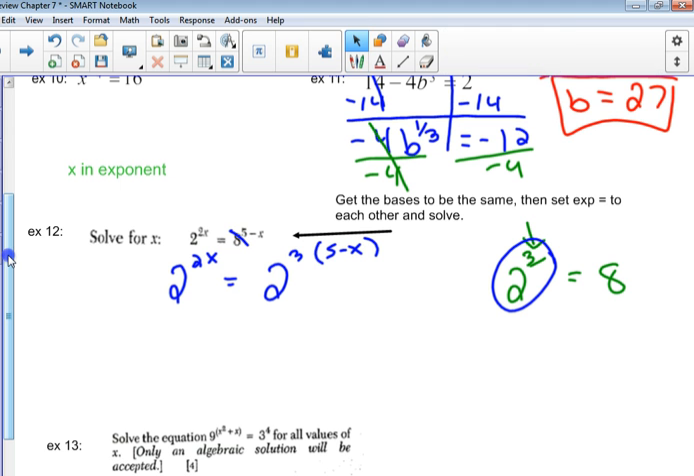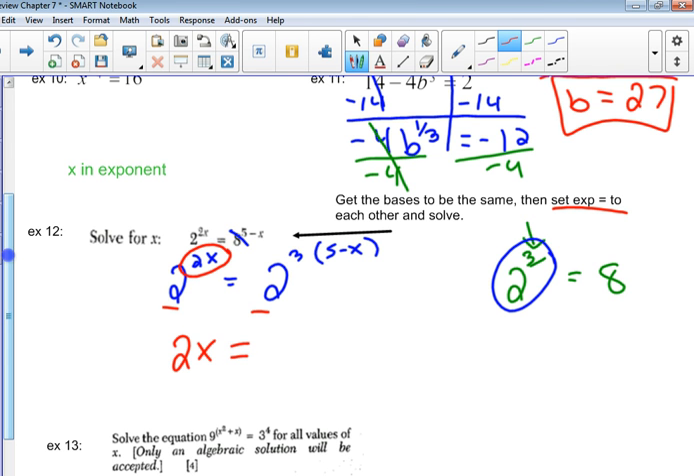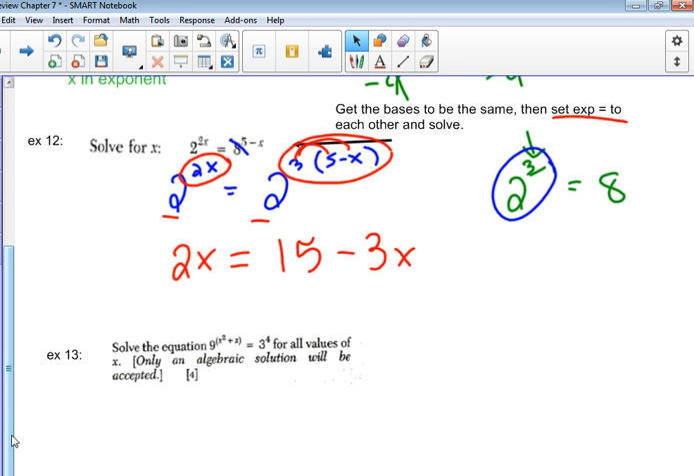So now once you have the same base, what we're going to do is take the exponents and set them equal to each other. So this exponent is 2x equals, please watch out with this part that you remember to distribute through. So 3 times 5 is 15 minus 3x. Then you have to find x. What would you do?